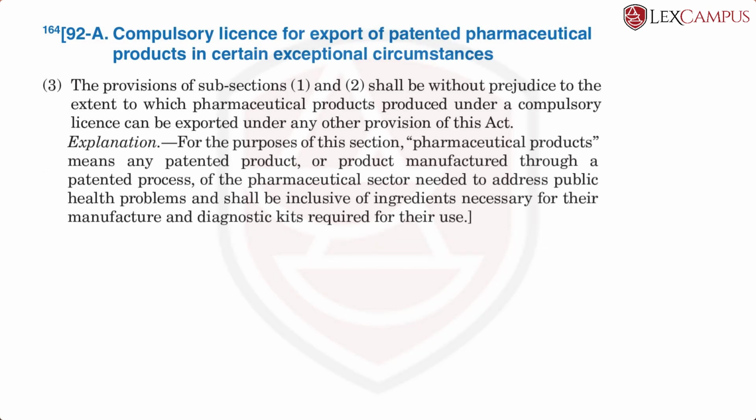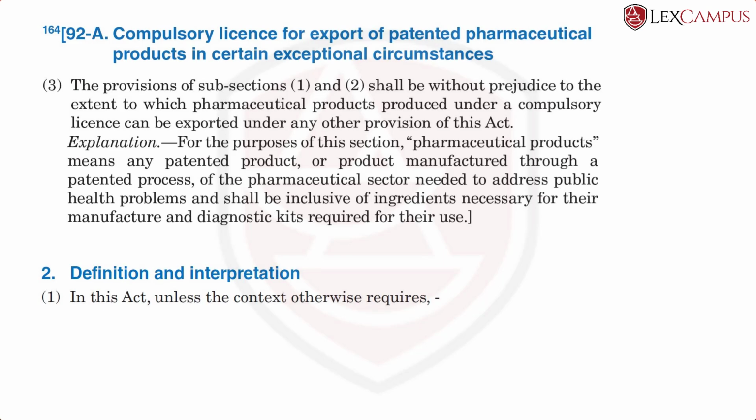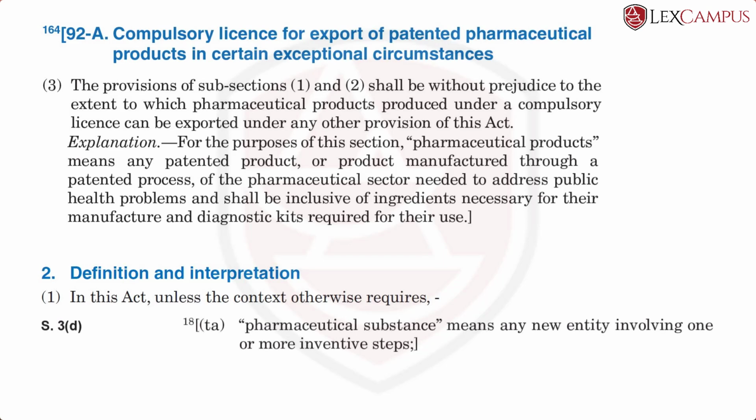Explanation. For the purpose of this section, pharmaceutical products may mean patented product or product manufactured through a patented process of a pharmaceutical sector needed to address public health problems and shall be inclusive of ingredients necessary for such manufacture and diagnostic kits required for their use. Now, pharmaceutical products is defined under section 2. There is a definition of a pharmaceutical substance, okay, but that definition is not widely used. In the explanation, you find the definition of a pharmaceutical product. So, section 2(1)(TA) defines a pharmaceutical substance, and 92A explanation defines or explains what pharmaceutical products are.